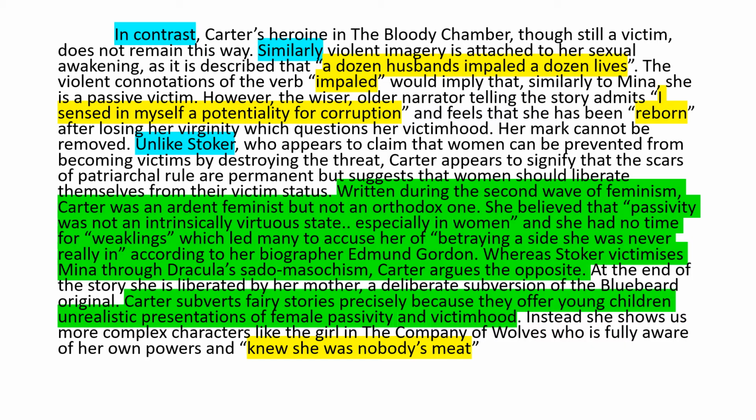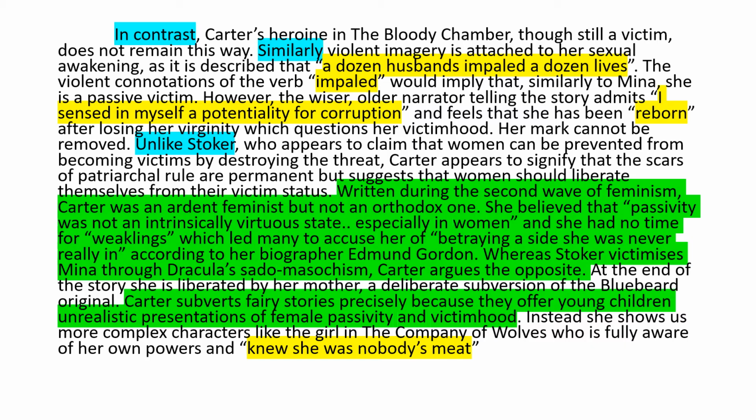So, in contrast, Carter's heroine in The Bloody Chamber, though still a victim, does not remain this way. So the topic sentence is still focusing for the reader what we're looking at. We've got lots of comparative phrases or words here to highlight to the examiner that the two texts are being dealt with together, even though this is a second paragraph. So: in contrast, similarly, unlike Stoker, Carter appears to be doing this. Whereas Stoker victimizes Mina through Dracula, Carter argues the opposite. So we're seeing a very comparative paragraph here.